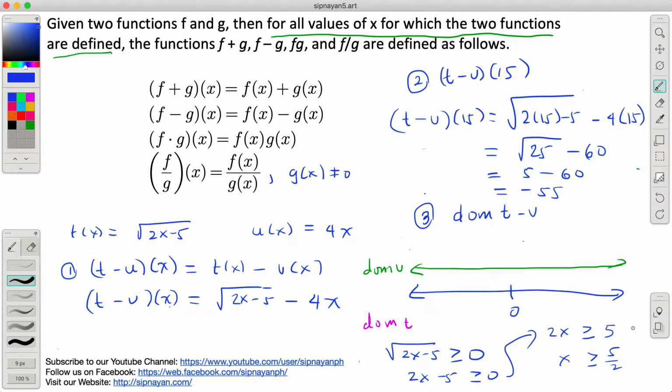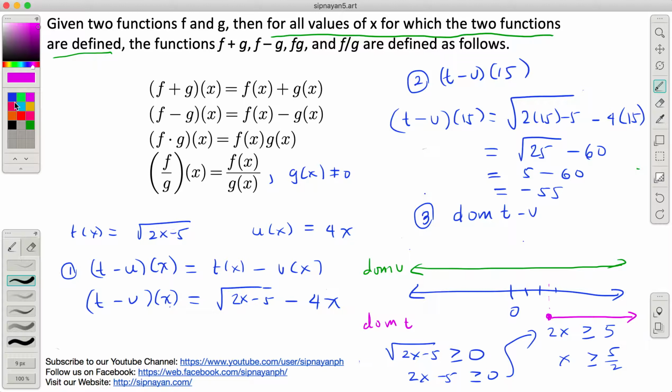So, for example, this is 1, this is 2, this is 3. Ano ang 5 over 2? Around 2.5, di ba? So, ang domain ng t is from here, 2.5, at lahat ng positive real numbers.